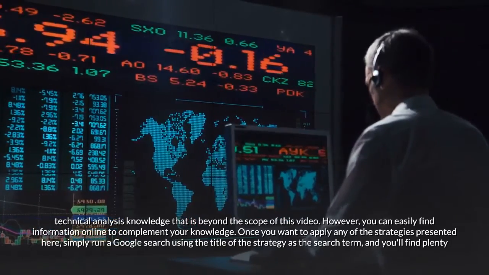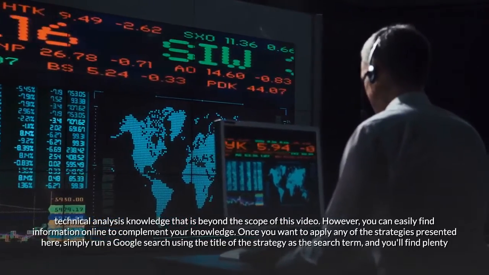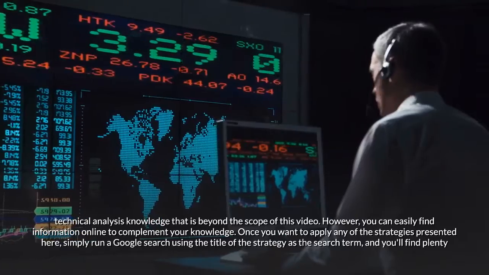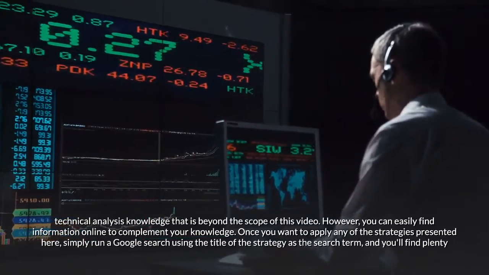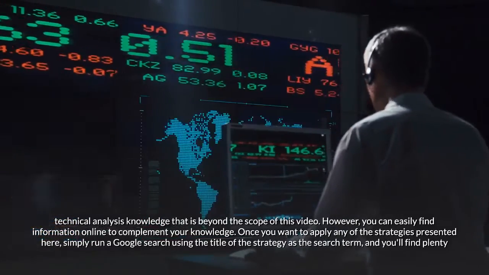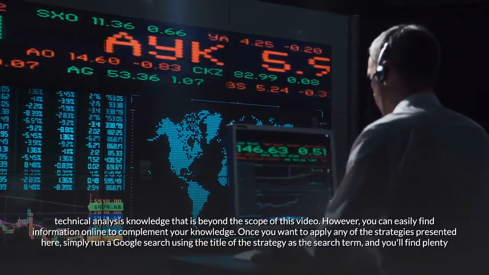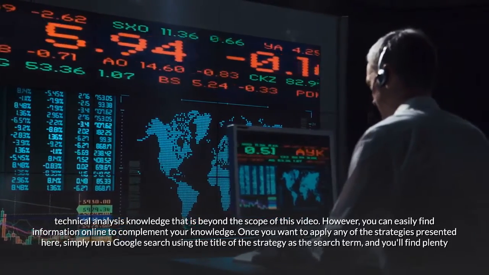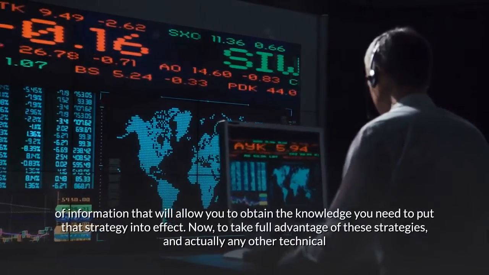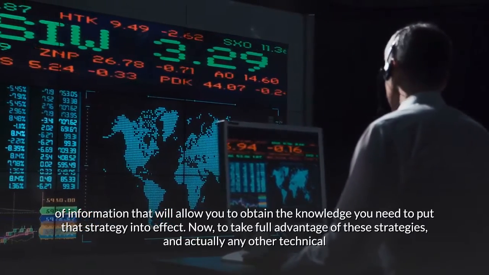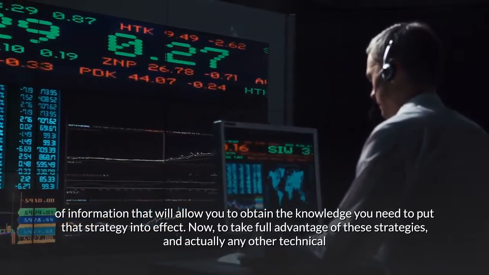However, you can easily find information online to complement your knowledge. Once you want to apply any of the strategies presented here, simply run a Google search using the title of the strategy as the search term, and you'll find plenty of information that will allow you to obtain the knowledge you need to put that strategy into effect.